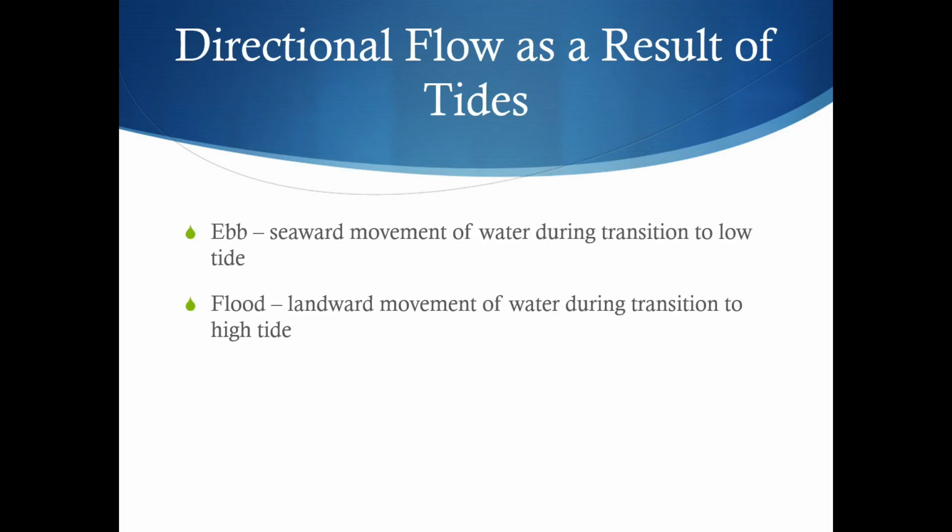Tides also create a directional flow as they come in and go out: ebb and flood. You've probably heard those terms. Ebb is a seaward movement of the water during a transition from high tide to low tide, so when you're going from high tide to low tide. And a flood is when you're going from low tide to high tide, so the water's moving on land. So water moves off, that's ebb tide. Water moves on during high tide, that's flood.